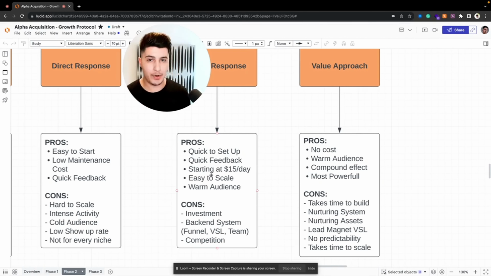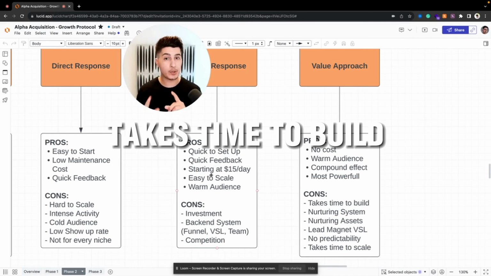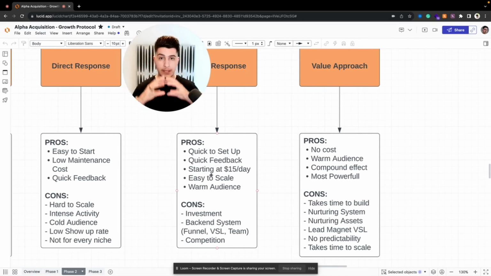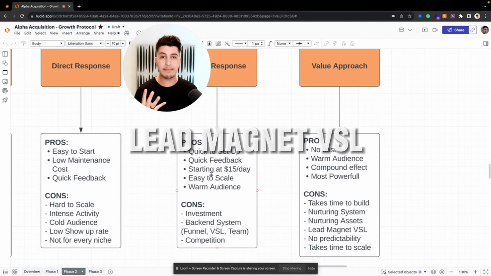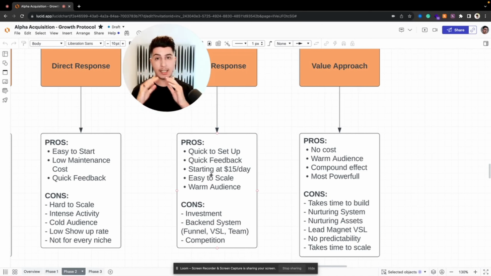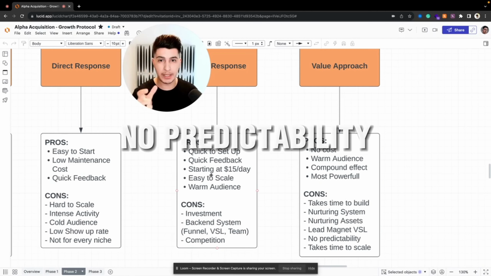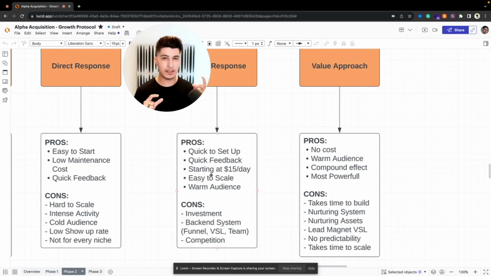Now, there are a couple of cons, of course. It takes a lot of time to build the system, build the infrastructure, understanding how it works, nurturing systems, nurturing assets, lead magnet, VSLs. You need a couple of different stages to create a stairway of intention that people can keep climbing until they are ready to make a decision. And also, I would say the worst part is no predictability on how things scale.